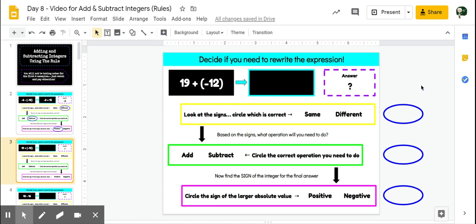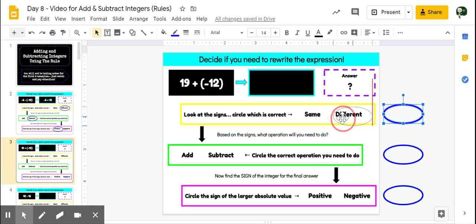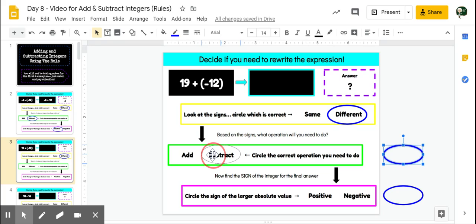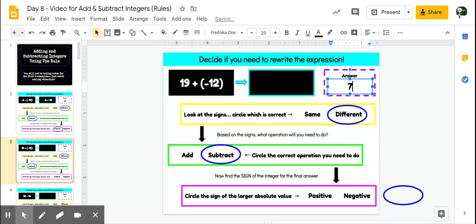So now I look at the signs. I have a +19 and I have a -12. So that means my signs are different. Well, if the signs are different, then that tells me that I need to subtract. So if I subtract those numbers, 19 minus 12, remember we're subtracting absolute values, so 19 minus 12 would give me an answer of 7.